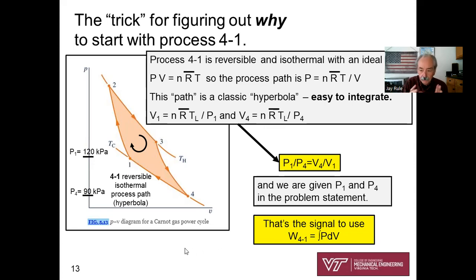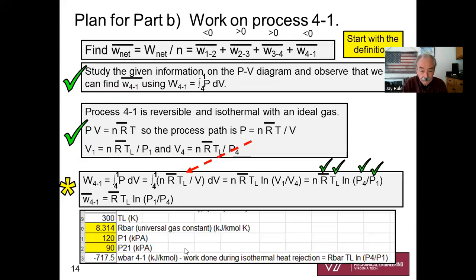So, conclusion: we studied the PV diagram. The only place I saw to start was process 4 to 1. So I did, and then I figured once I get through that, maybe I'll keep thinking. I won't give up. Let's see where we wrote down the definition of net work. We studied our PV diagram to see that we can start with the work from 4 to 1. I repeated the observations that we have the process path.